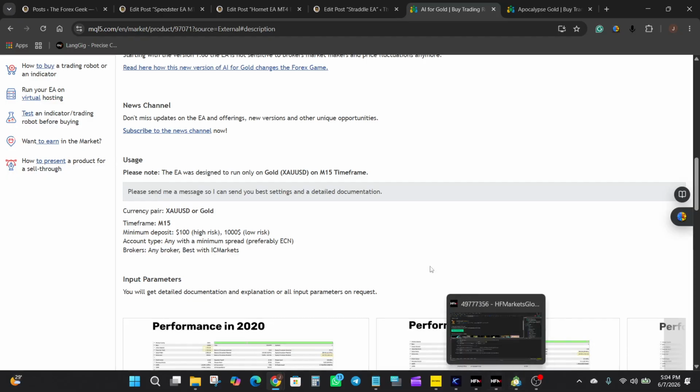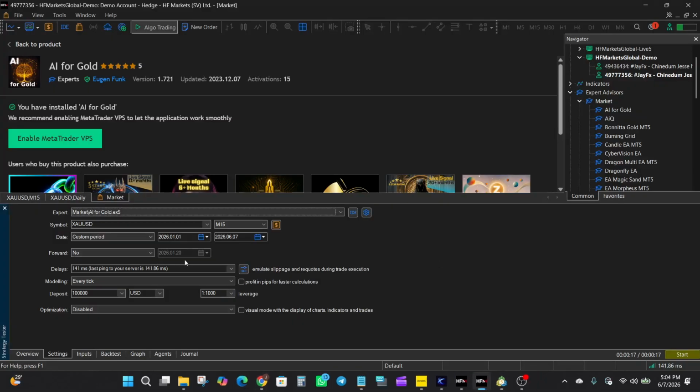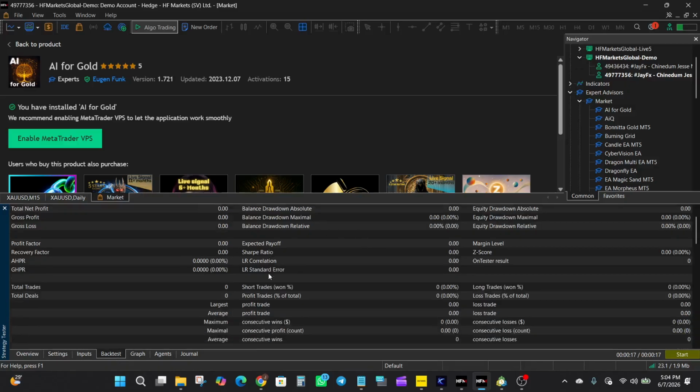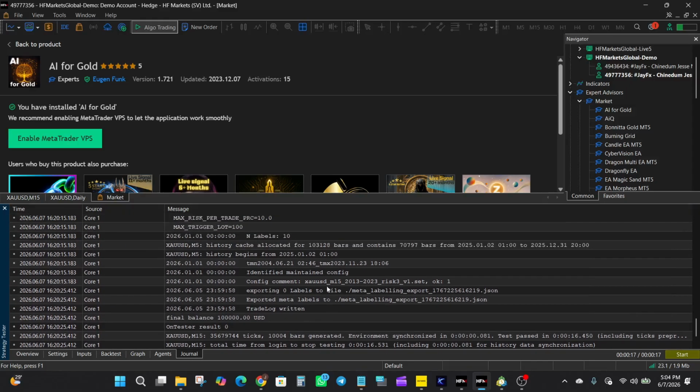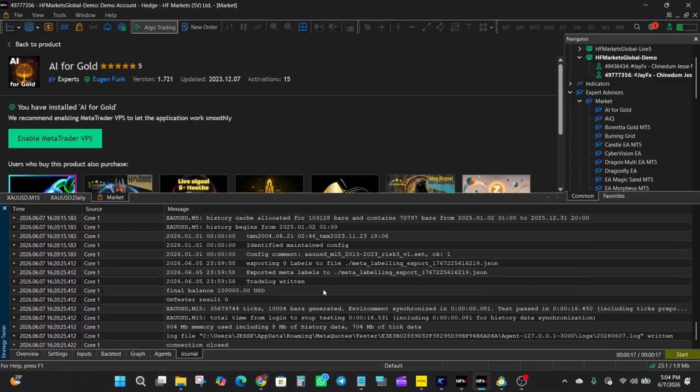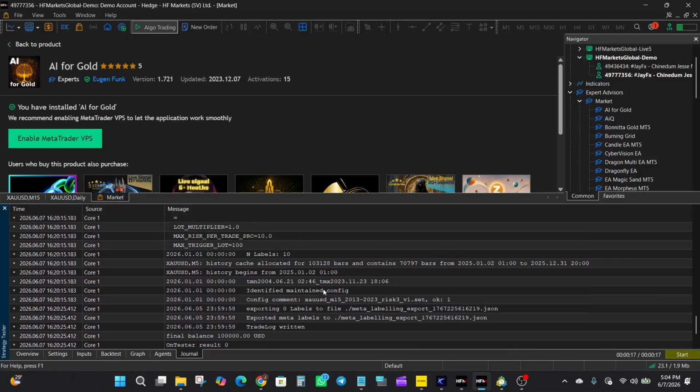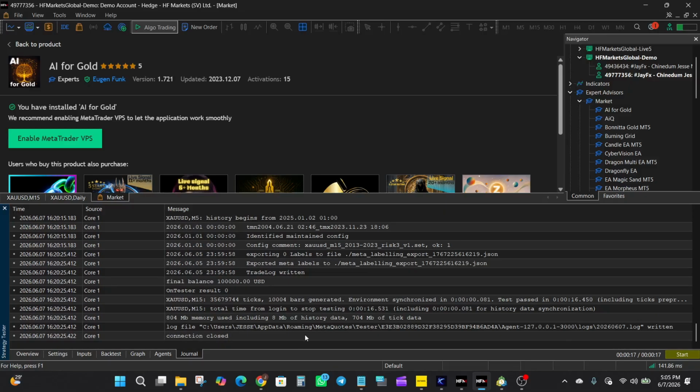So now let's just quickly go to the strategy tester, and we are running the AI for Gold EA on XAUUSD on the M15 time frame as recommended. We are running it over the past 5 months, starting from the beginning of this year till date, to get reasonable market data for the backtesting. For the delays, we are using the last ping to the server, every tick modeling. Right. So now, based on the results that we are seeing here, there seems to have been no trade taken, and on the journal, I don't really seem to find a specific reason for no trade being taken.